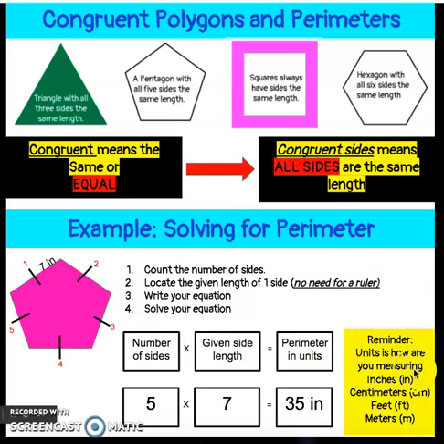And right here is just a little reminder. When it says use your units, it's talking about what you are measuring with. Are you using inches, centimeters, feet, meters? The important thing with perimeter is you have your number and your units. And the important thing with congruent polygons and finding the perimeter is you have to know the number of sides. You have to know the given length, which for us was 7 inches. And then you also have to know that you're thinking of this as a multiplication problem because you're finding your groups, what's in each group, and you're finding your total, which is your perimeter.